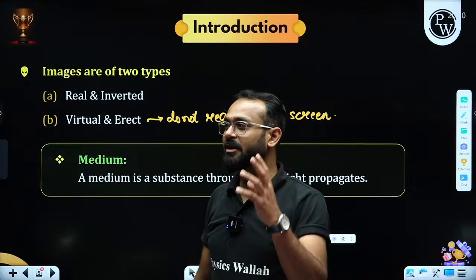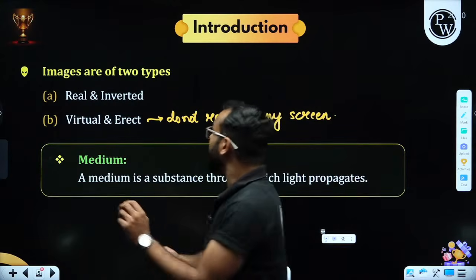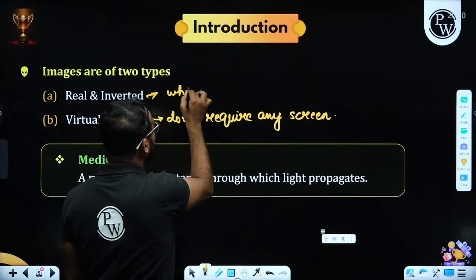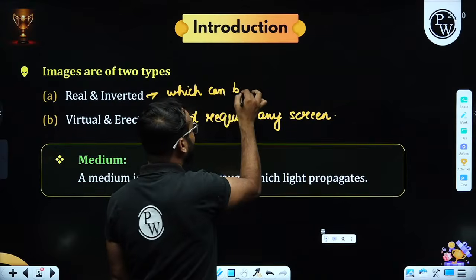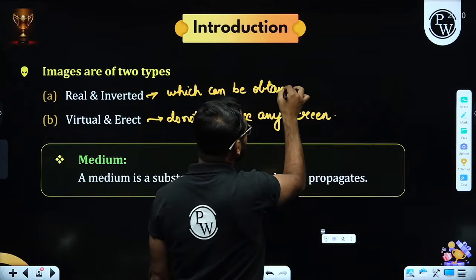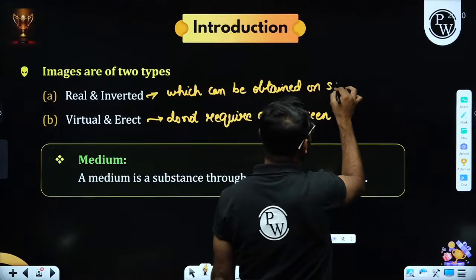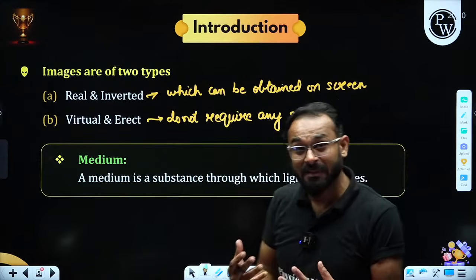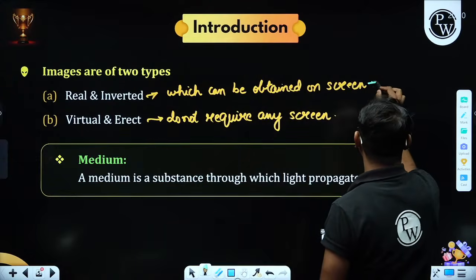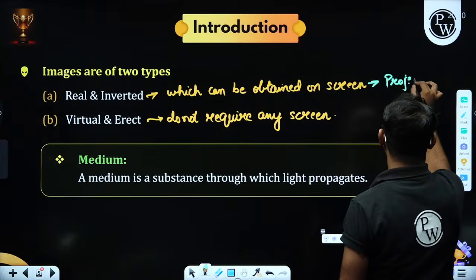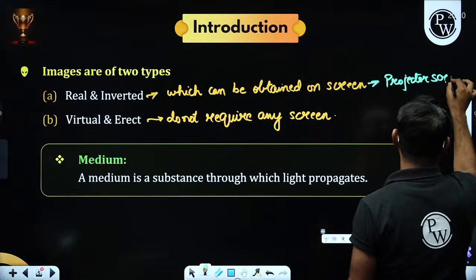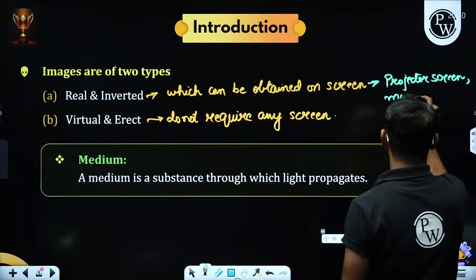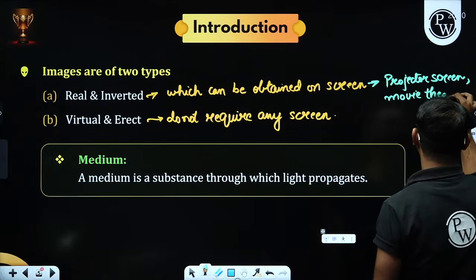The second one is a real image, which can be obtained on a screen. These are called real images. Fine, sir. Example, sir. We need examples. Okay. For this, the projector screen. Have you seen the projector screen in school? Of course, you might have seen that. Projector screen, movie theater screen. Correct?